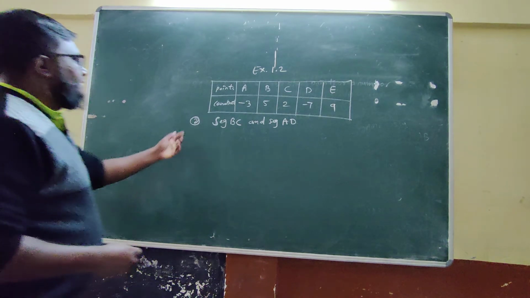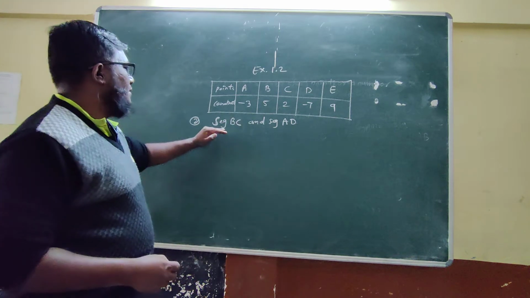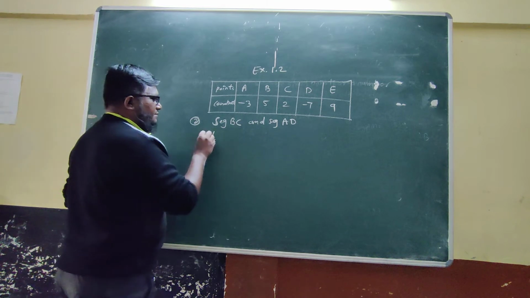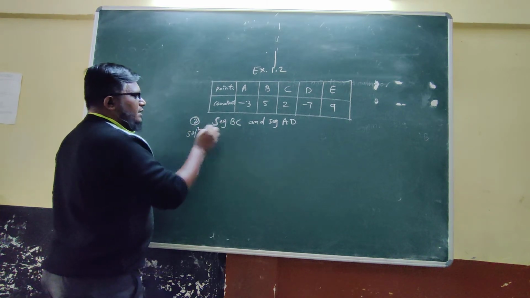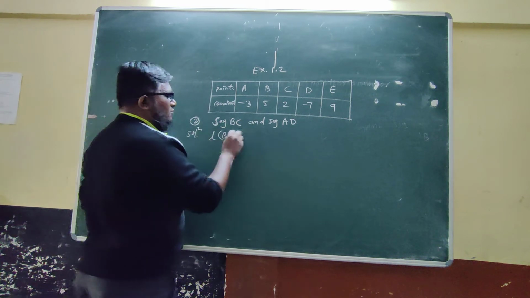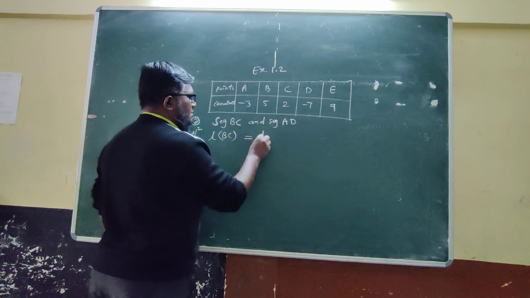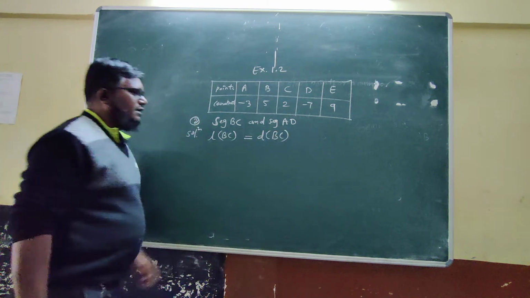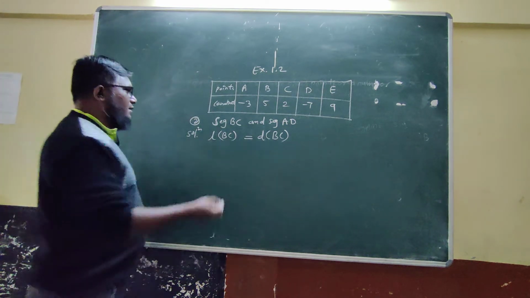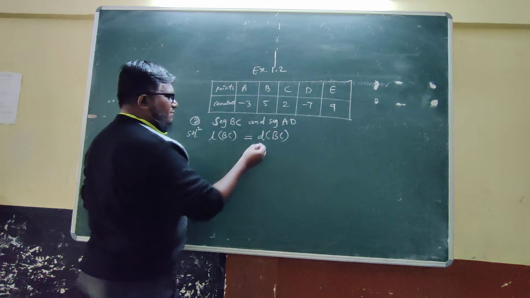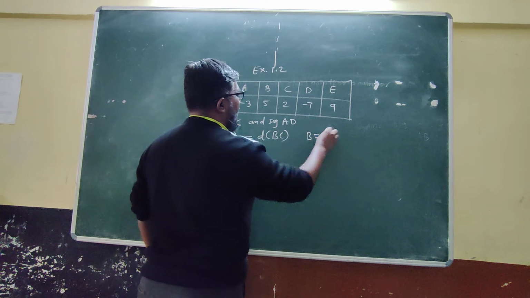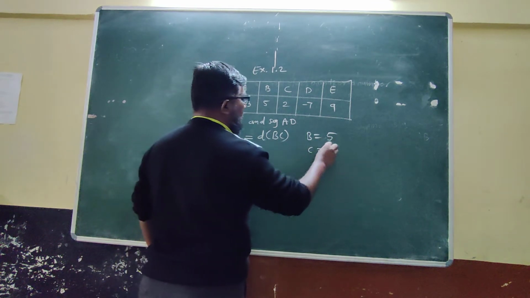Now dear students, the second example is given. The pair of segments given are BC and AD. Similarly, we take in the solution the length of BC. This L represents length. Length of BC is equal to the distance of BC, which we have to find. This small d is used for distance, and this small l is used for length. Now we write the coordinates: B has coordinate 5 and C has coordinate 2.